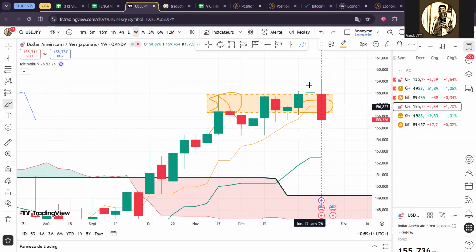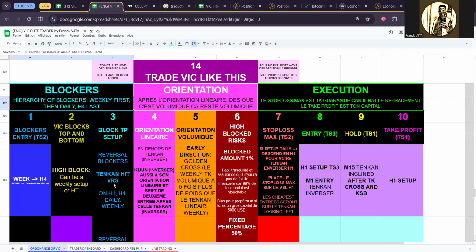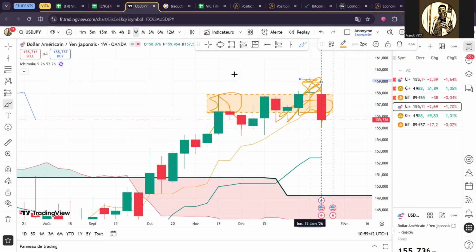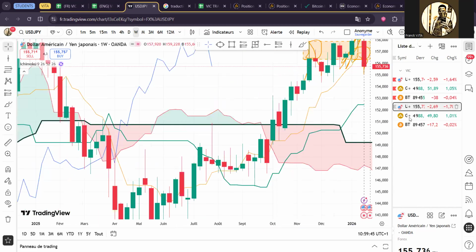So when Tenkan arrived here, you saw a doji candle, and then the next one was a reversal. When Tenkan got inside here, it was already a reversal. So this push of the price has stopped at this level because Tenkan got inside the VRS. Tenkan hit the left VRS, right? That's it. You can basically do it on any time frame.